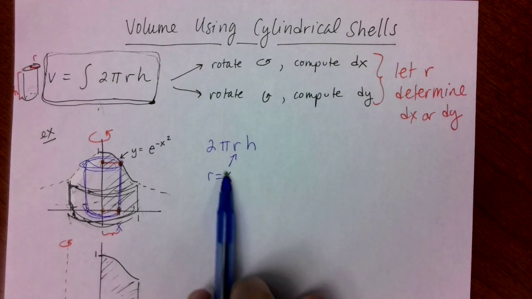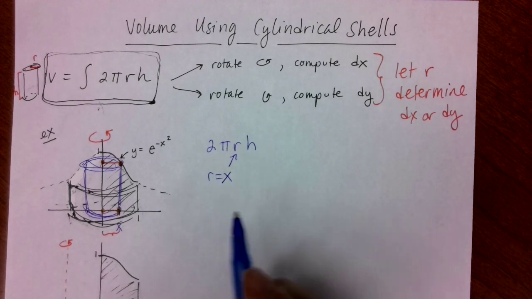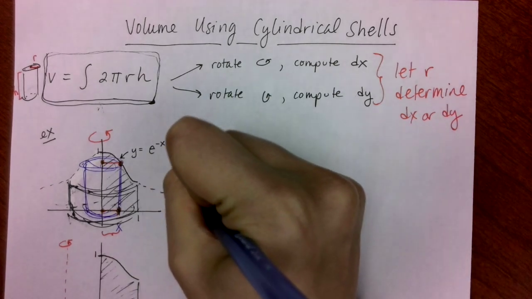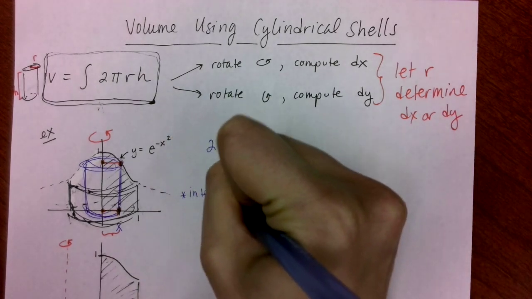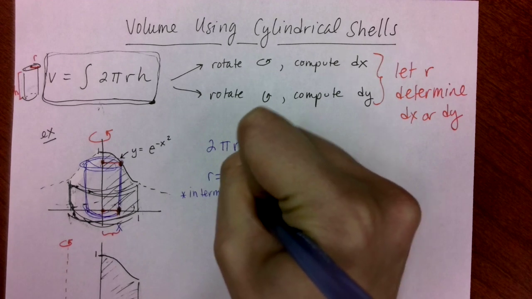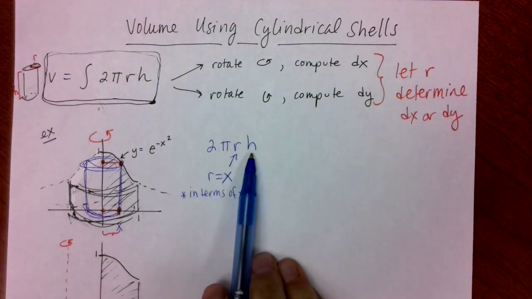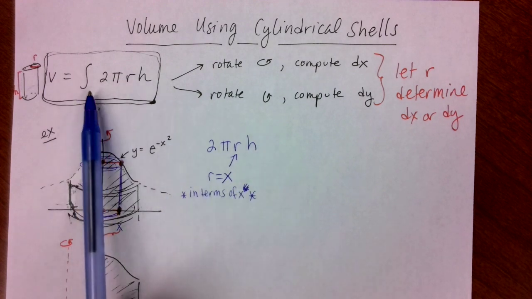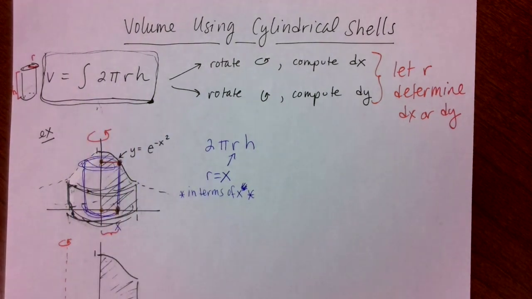So that tells me, oh, okay, so I should do this problem in terms of x. So from here on out, everything I choose should be in terms of x, which means when I describe the height, it should be an x function. When I set up my integral, it'll be x values dx.